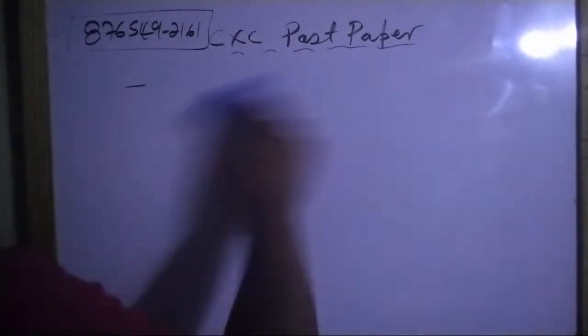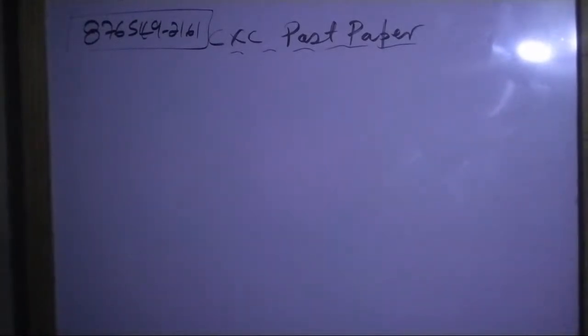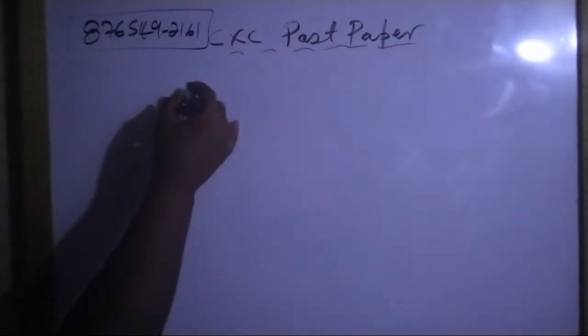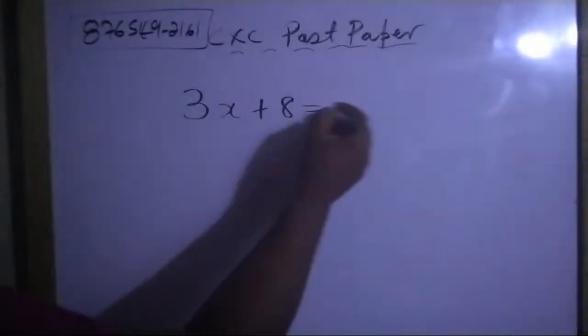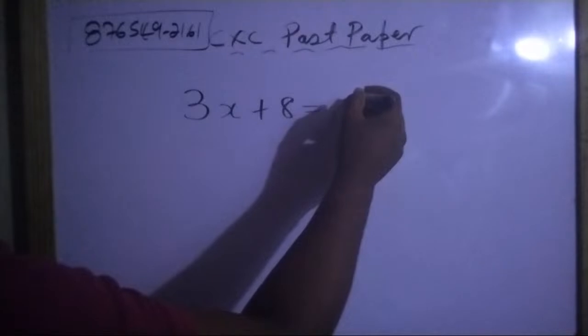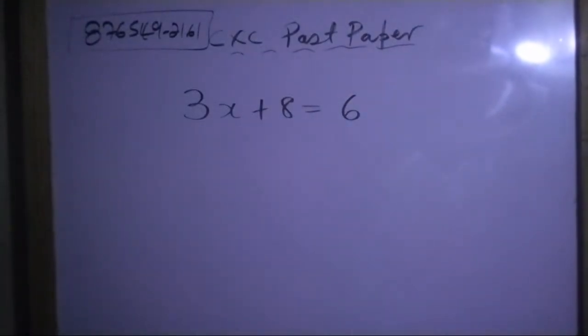Equation should be 3 marks for everyone. Remember, you're just taking the inverse of whatever is happening. That's all, guys. Alright, do that one. Simpler one. 3x plus 8 is equal to 6. What's the value of x to make that equation true?